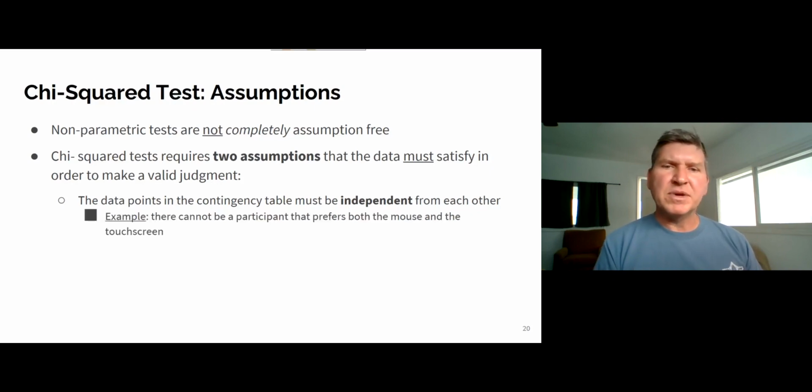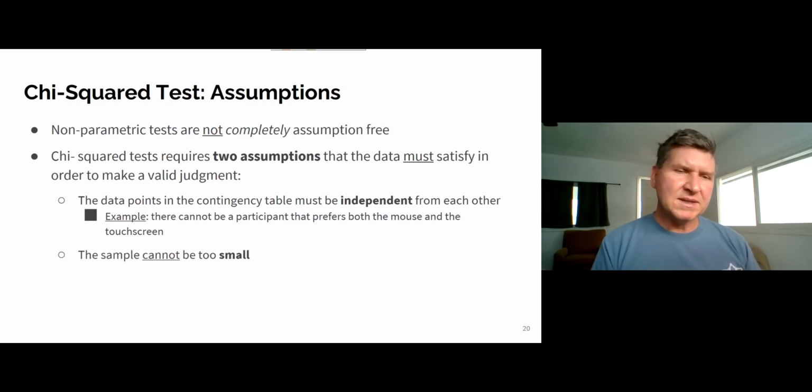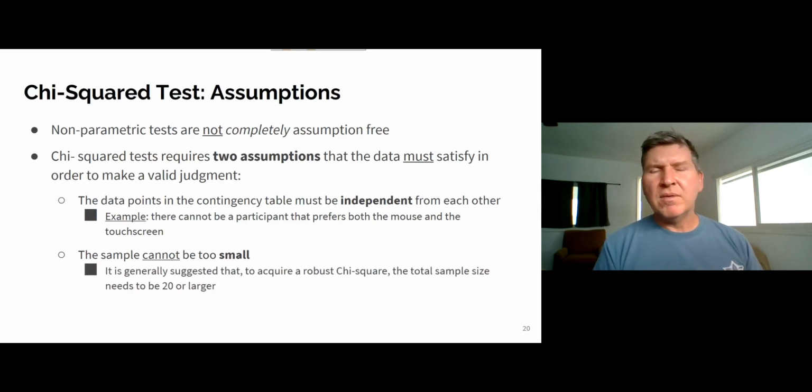So we can't have a participant who prefers both the mouse and the touchscreen, because then the rule of independence would be broken. Also, we have to be careful of sample sizes. With a smaller sample size, it's very difficult for us to determine whether it's following the chi-square distribution or not. So we hear different numbers, but 20 or larger is what our textbook says. I've heard 25 or larger and 30 or larger. Obviously, the larger the sample size, the better and more confident you're going to be with your result.